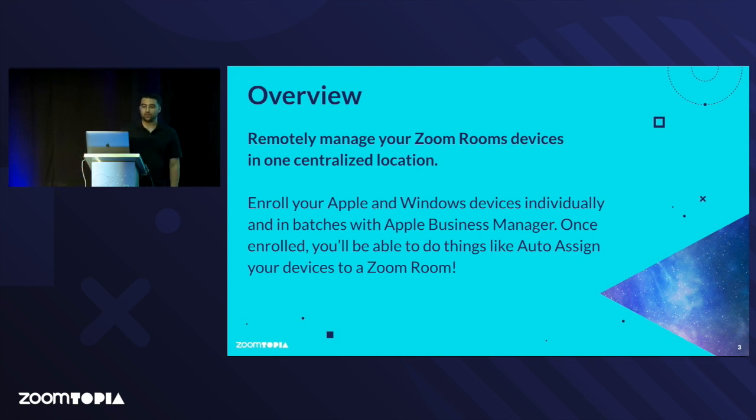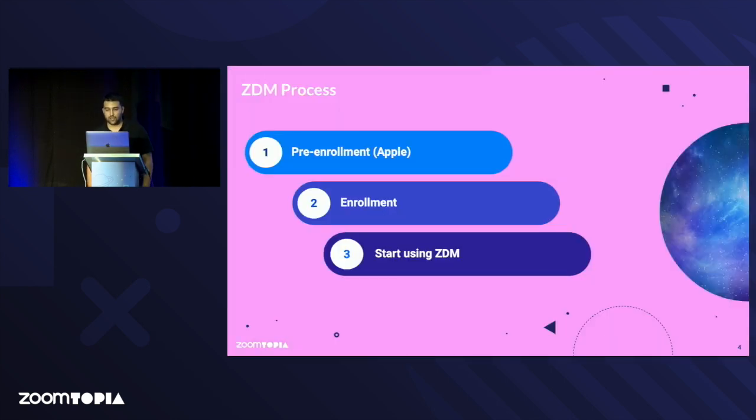Okay, so we support Apple and Windows devices today. So our iPads, our Macs, and our Windows machines. And once you're enrolled, you'll be able to do things like automatically assign that device to a Zoom room. So no more activation codes or sign-in email addresses, no pairing codes, just assign that device to a room from the web.